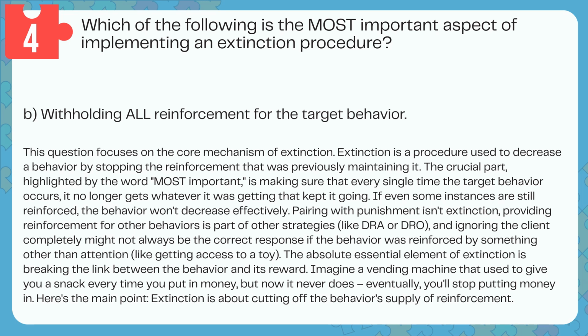Pairing with punishment isn't extinction. Providing reinforcement for other behaviors is part of other strategies, like DRA or DRO. And ignoring the client completely might not always be the correct response if the behavior was reinforced by something other than attention, like getting access to a toy. The absolute essential element of extinction is breaking the link between the behavior and its reward.